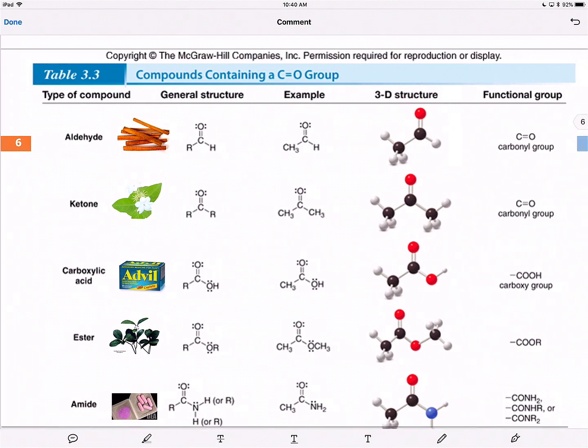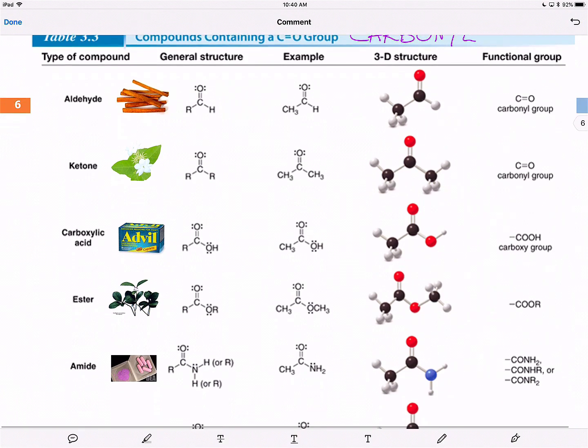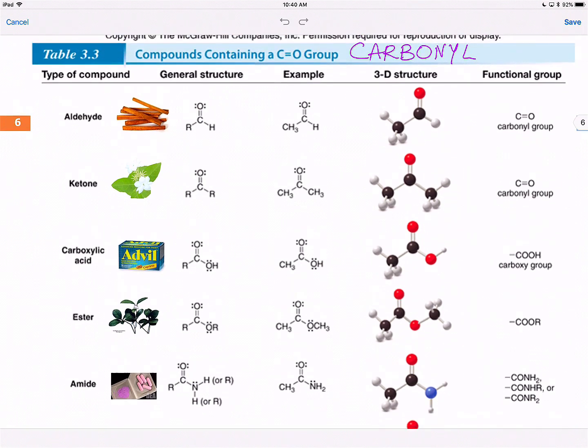Then we have a series of groups which contain the C double bond O. The C double bond O is called the carbonyl. It's one of the very important groups in organic chemistry, and we have a number of them there. So the first one is the aldehyde. There are some minor differences, and we want to look at that. The aldehyde, all of them contain the C double bond O. So this carbon right here is called the carbonyl carbon.